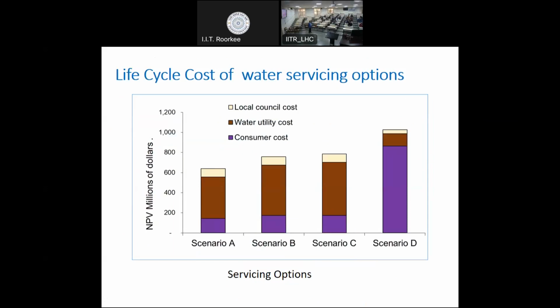Then we did the costing. Again, interestingly, you can see scenario A, the centralized system. The cost of the system was minimal. Then the cost increased significantly in self-sustained systems because each and every unit has its own system for water supply and wastewater. And there were a few systems associated with each and every one.